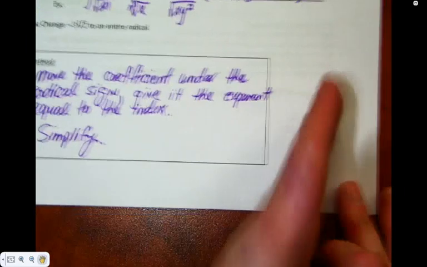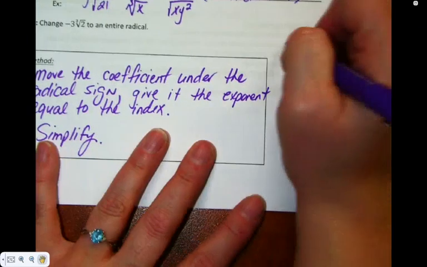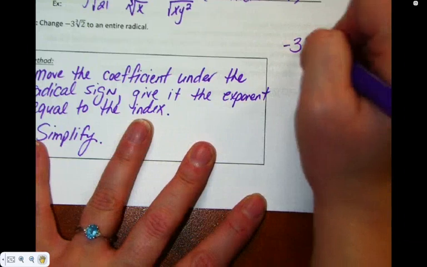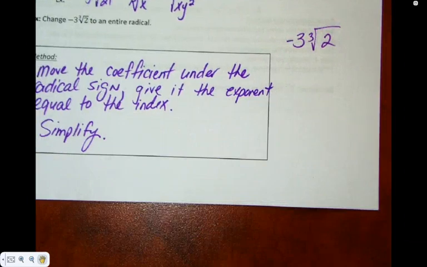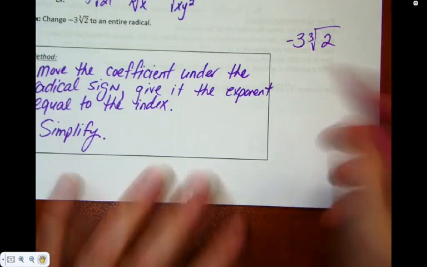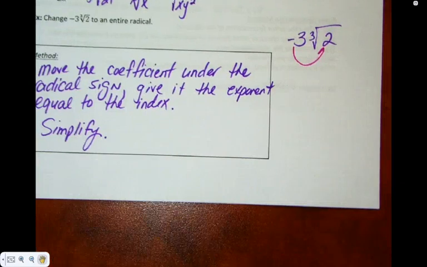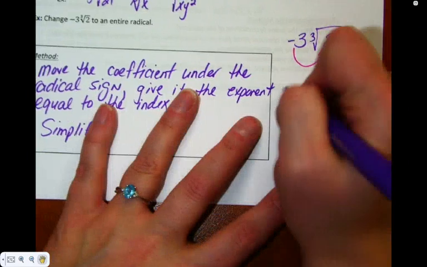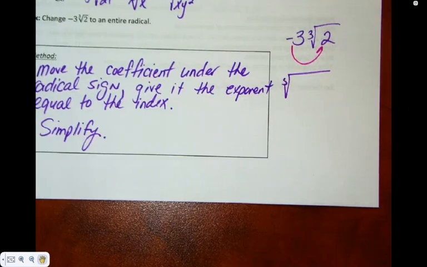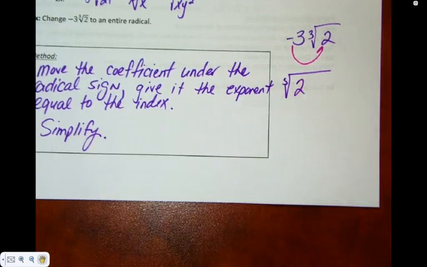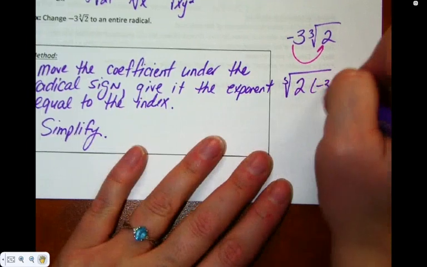This example I'm going to do right beside, just so you can see it right beside the method. So I'm going to write it over here. So we have negative 3, and then the cube root of 2. Step number 1, I'm going to grab that negative 3, and I'm literally going to just shove him under the radical sign. So I'm going to keep the radical. I'm going to keep the index. I'm going to keep the 2 that was already there. And all I'm going to do is shove negative 3 behind him.